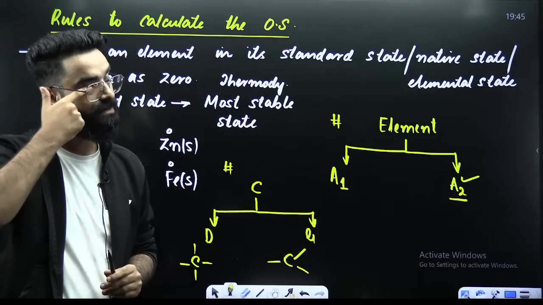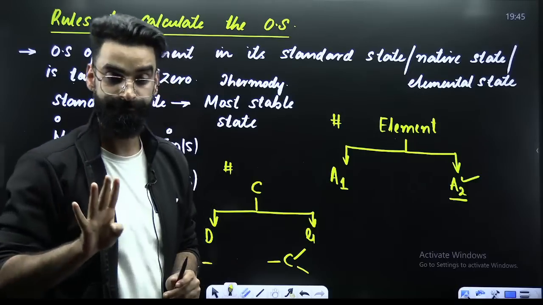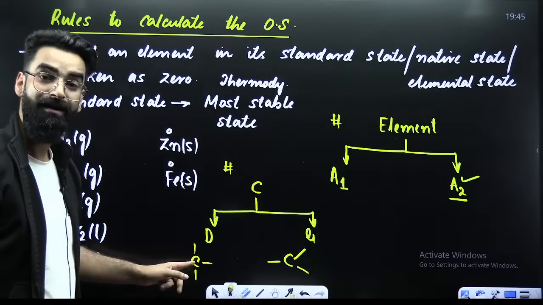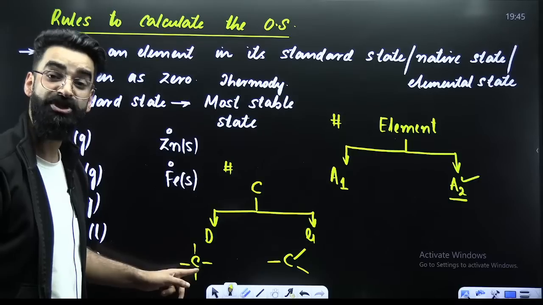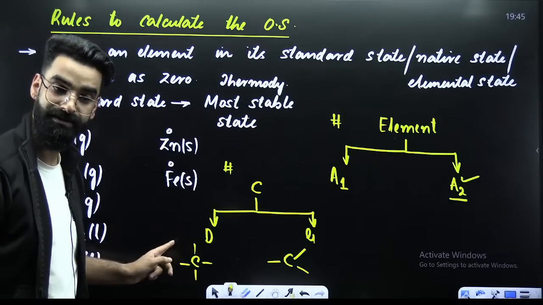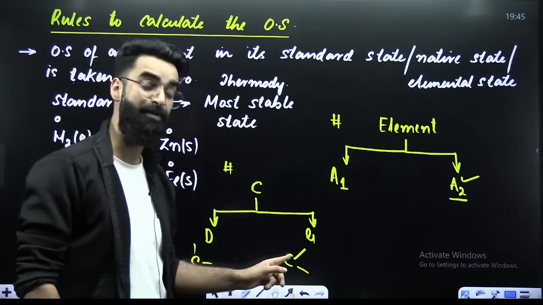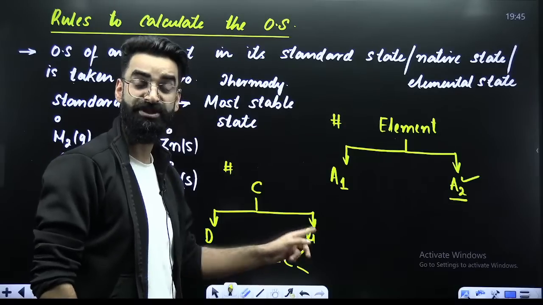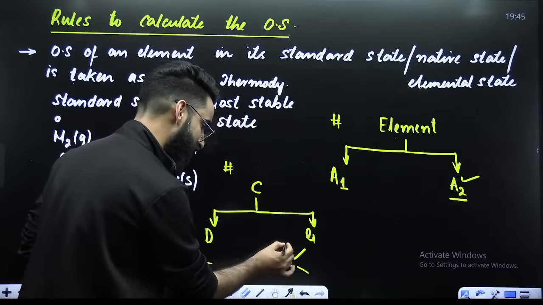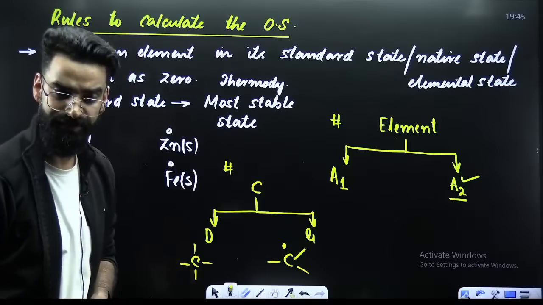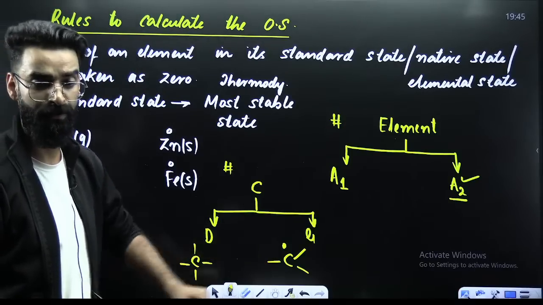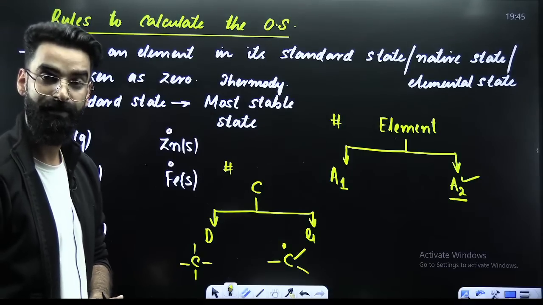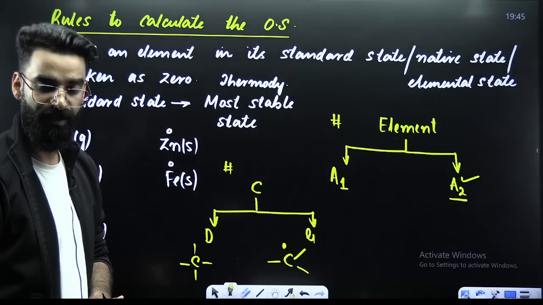Since carbon has 4 electrons in its valence shell, in case of diamond, carbon has utilized all these 4 electrons. But in case of graphite, no doubt carbon has 4 valence electrons, but it has utilized only 3. So there will be 1 electron as such on carbon in case of graphite. Now, which one is thermodynamically more stable?